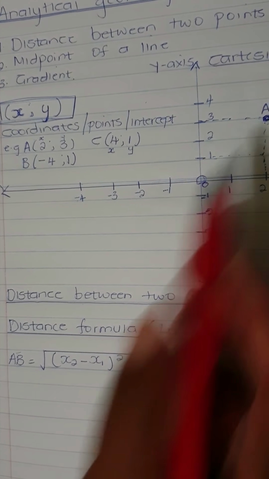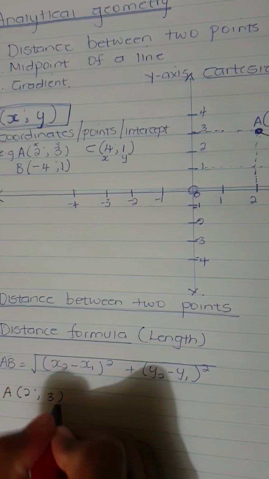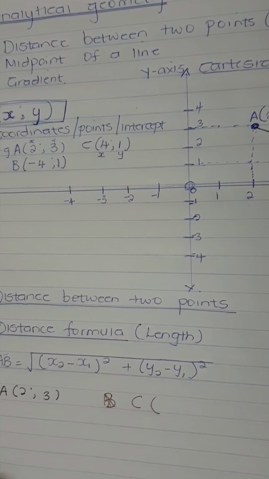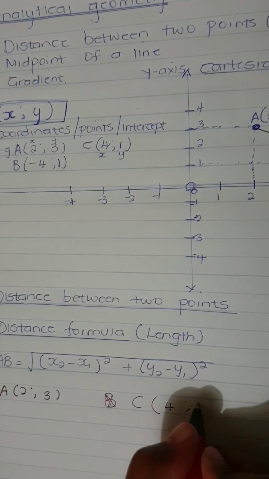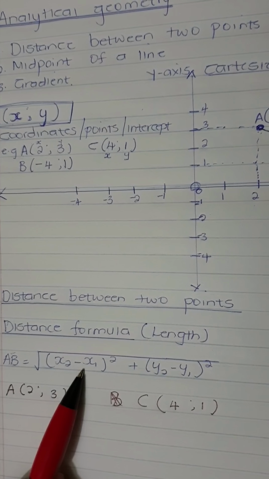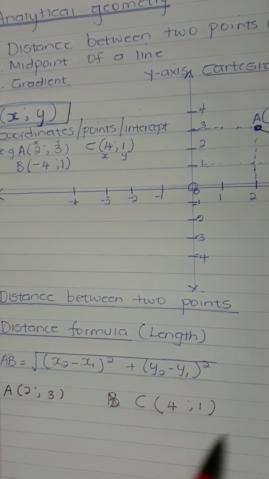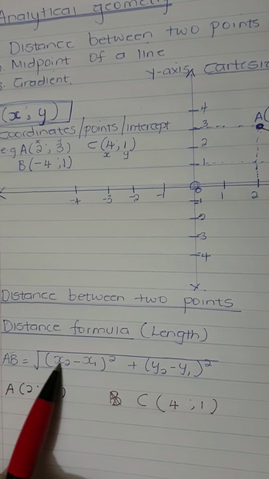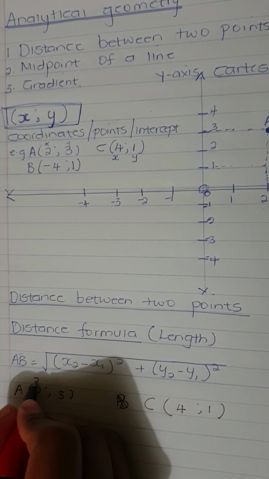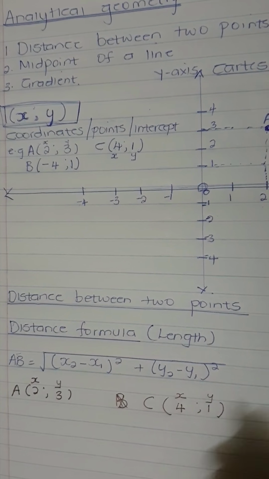So let's check the points from there. Point A is 2 and 3. And point C is 4 and 1. So check the distance formula: x2 minus x1, and y2 minus y1. It means the points are labelled in such a way that we label x2, x1, y2, y1. Remember each point is made up of x and y.